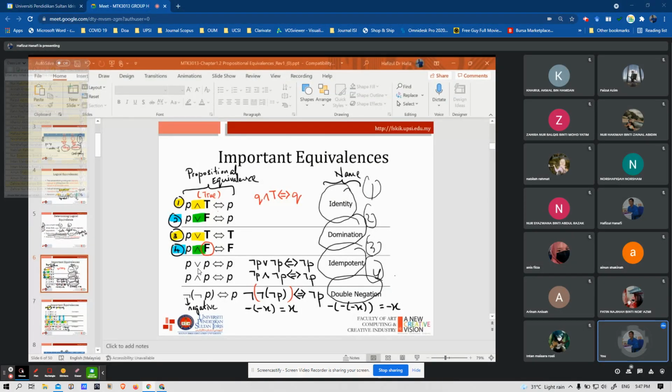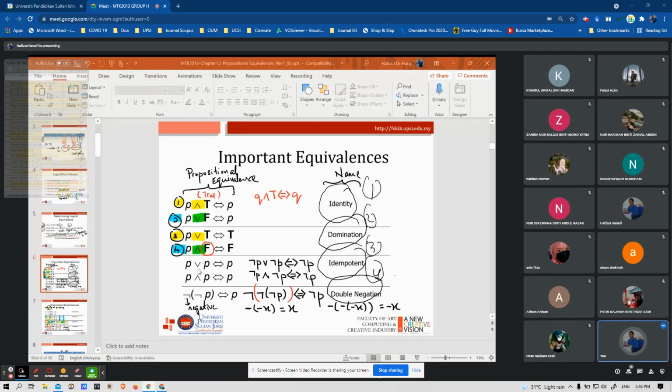Okay, for idempotent, when an operation is applied to a pair of identical logical statements, we can find here that logical P is equivalent to P. Okay, this one is idempotent. The result is the same as the logical statement. Compare the equations: P or P is equivalent to P, and P and P is equivalent to P. This one is idempotent.